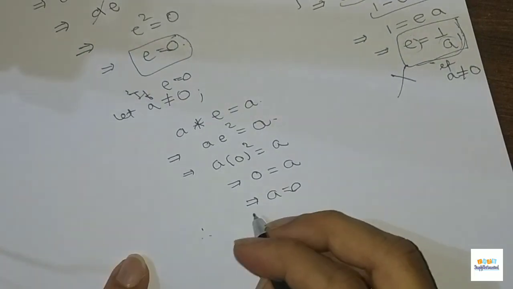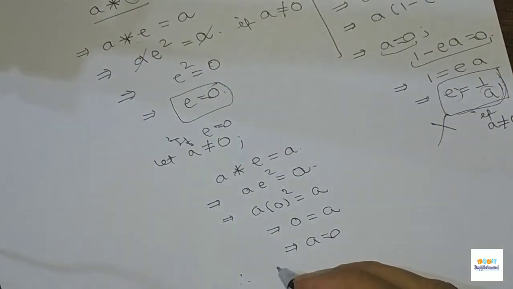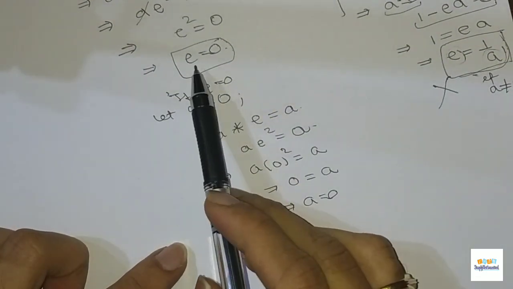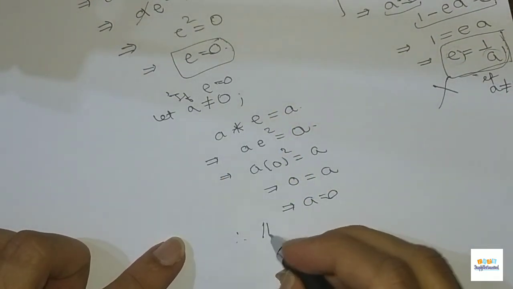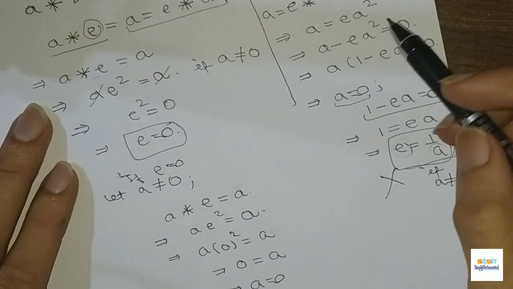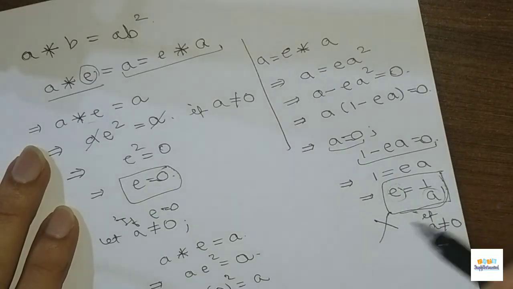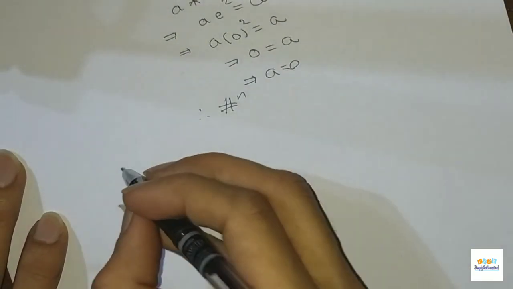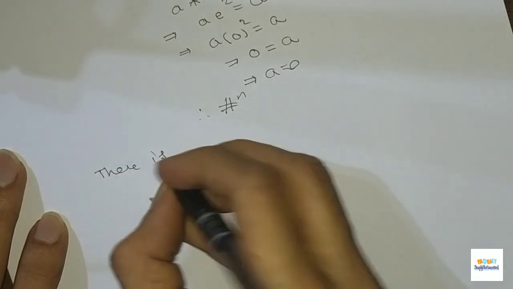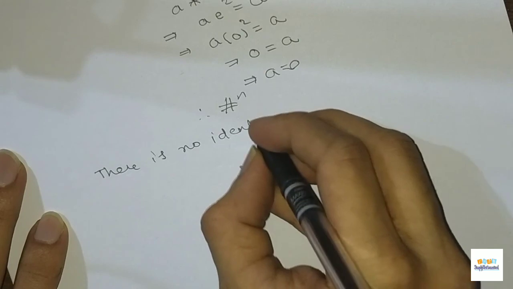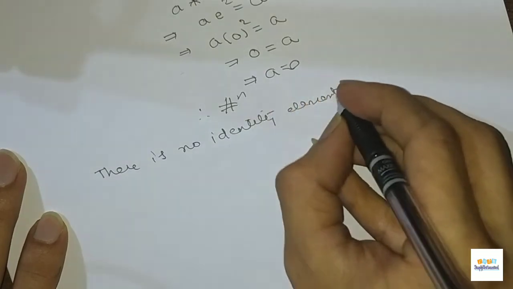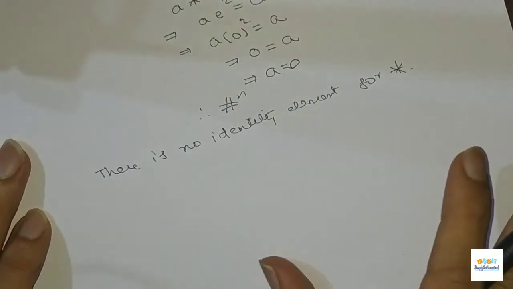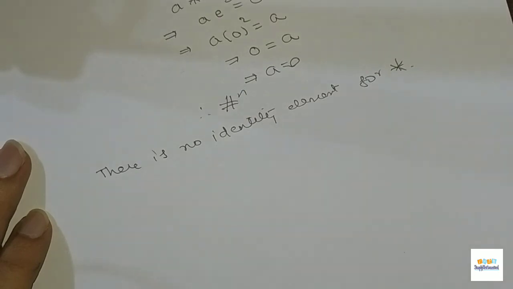So therefore this operation star does not have any identity element. If you take e equal to 0, then you are getting a contradiction here. And if you take the other, then you have different values of e for different values of a, so you don't have any identity element for the binary operation. So there is no identity element for star. So that is the sixth problem. That was problem number 10.